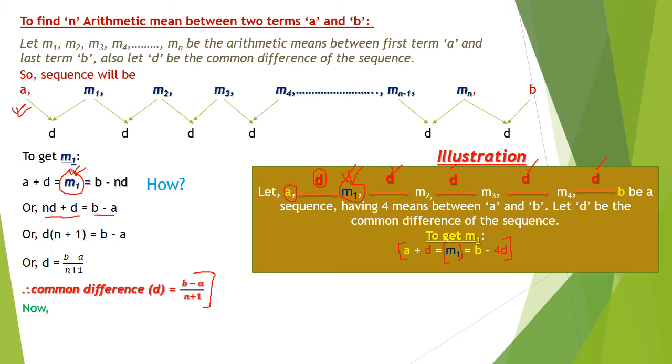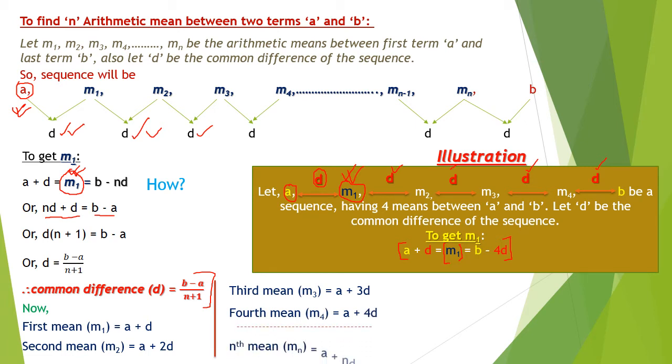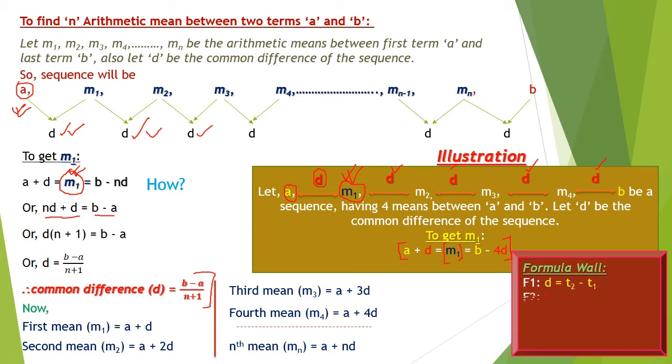Now our first mean will be a plus d. If we add 1d to our first term, then we get our first mean. For the second mean we have to add 2d, isn't it? 1d, 2d. For the third we have to add 1d, 2d, and 3d. For the fourth mean we have to add 4d. For the last mean we have to add n times d, isn't it? So we have our new formula. So our formula 1 will get populated. Now one more member is added to it.